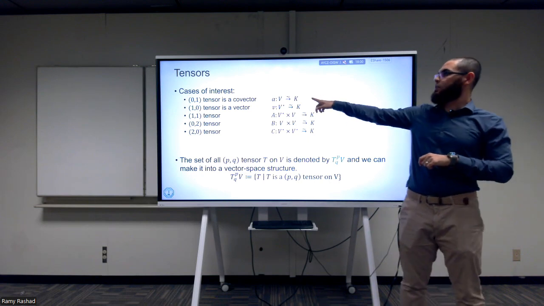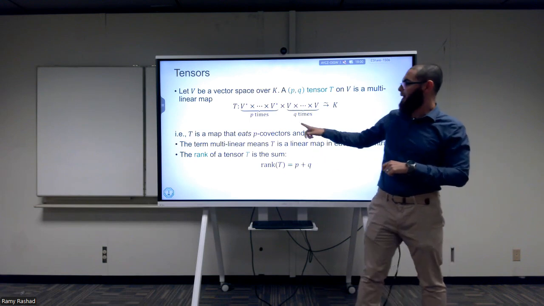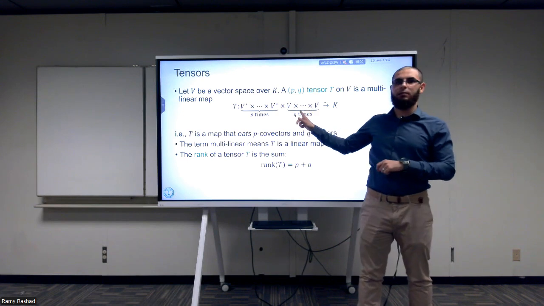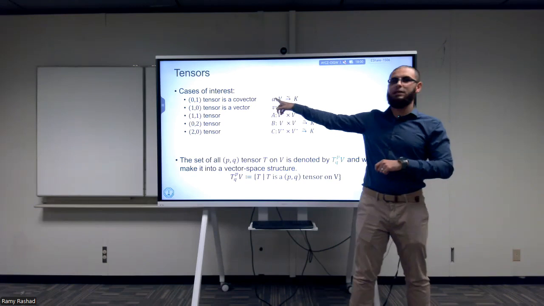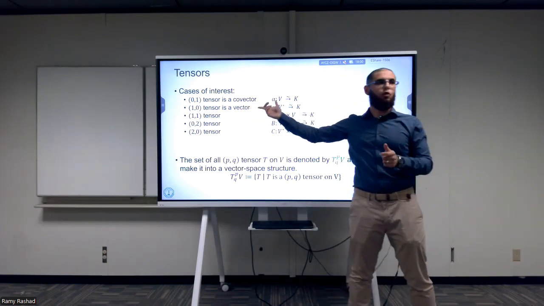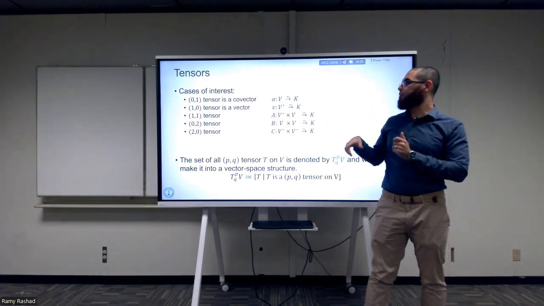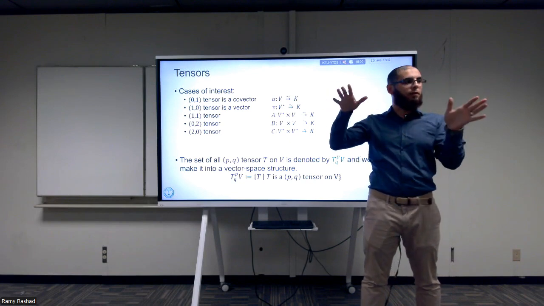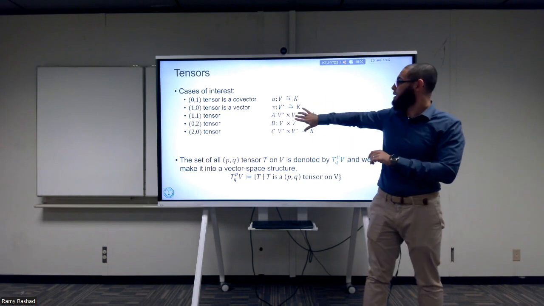A 0, 1 tensor, if you go back to the definition, is a map that would eat 0 covectors and 1 vector, going to K. What is that? What we introduced? Simply covectors, right? So in this case, a 0, 1 tensor is a covector. What is a 1, 0 tensor? This is something we're not going to be proving, and it's not true in general for all vector spaces, but for finite dimensional vector spaces, it's true.